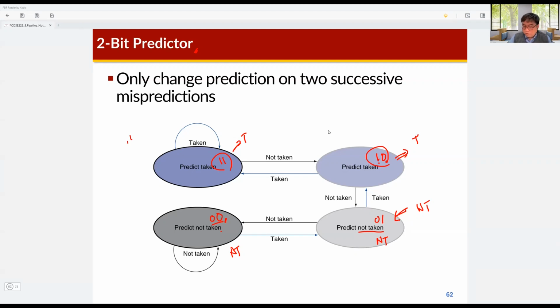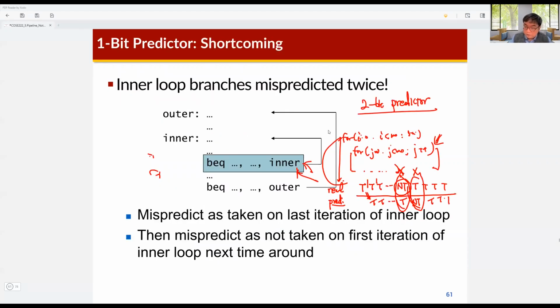So if we use this 2-bit predictor, then for this case, it is predicted as taken, and then taken. So it is correct, but we cannot avoid this case. Okay, understand? So this is the branch prediction.